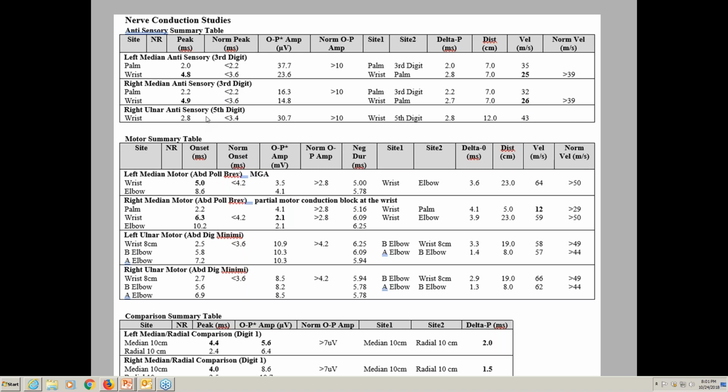And so when I write that, I would say something along the lines of the bilateral median sensory nerves demonstrate delayed latencies across the wrist with slowed transcarpal velocities, low left median sensory response to digit 1, and comparably low right median sensory amplitude to digit 3.